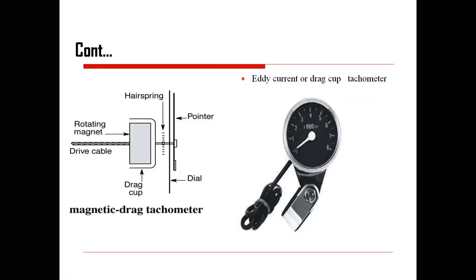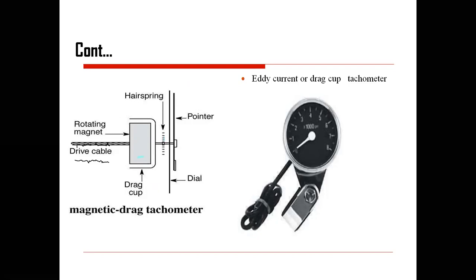This is the concept that we are using. This one is the driving cable. This is nothing but the rotating magnet. This one is your drag cup, which is stationary, and here is your spring. This spring is going to exert a force, and across this spring here is the pointer, and over here this is nothing but the scale. Okay, so how is this going to work?